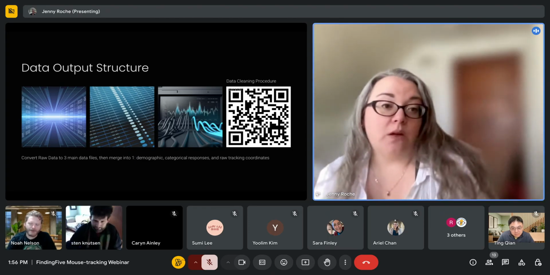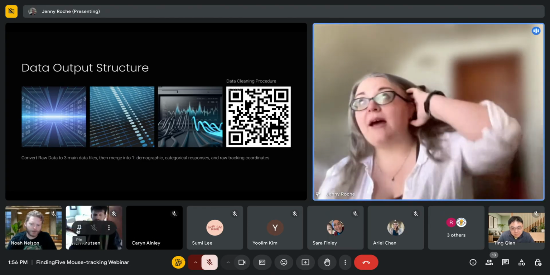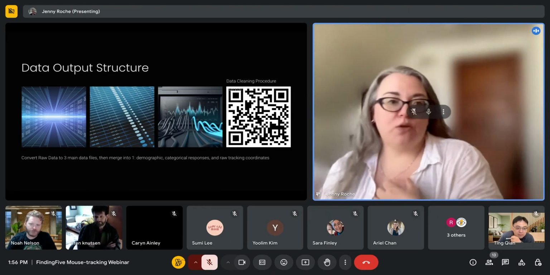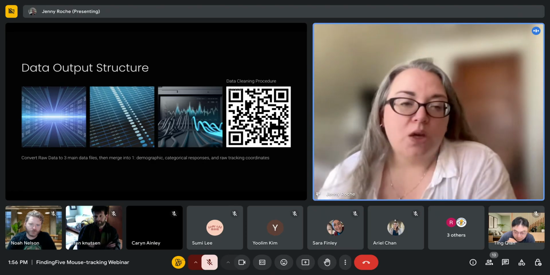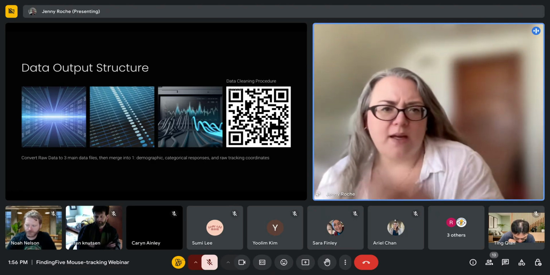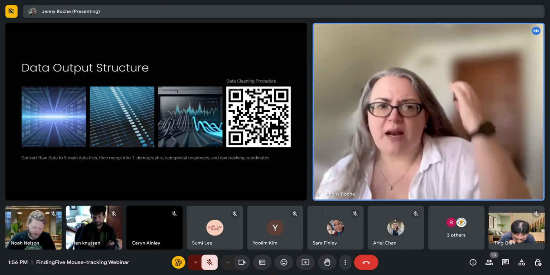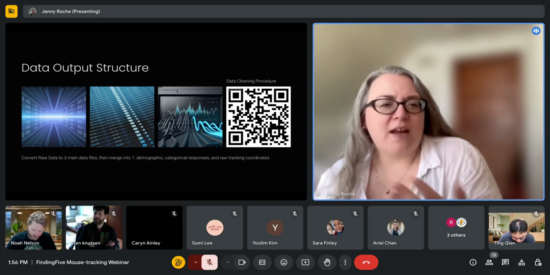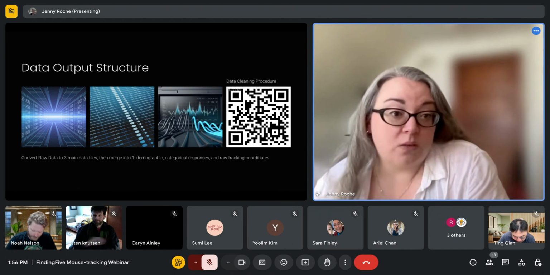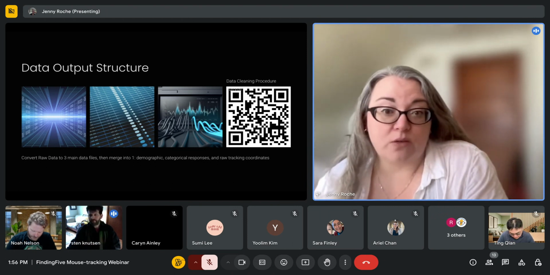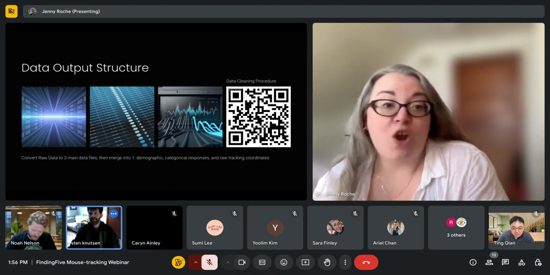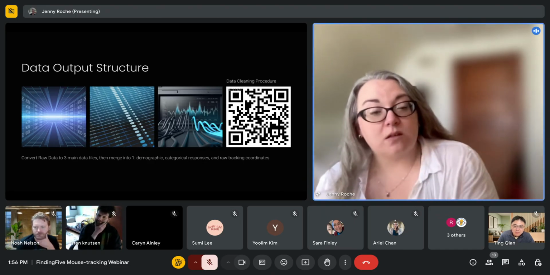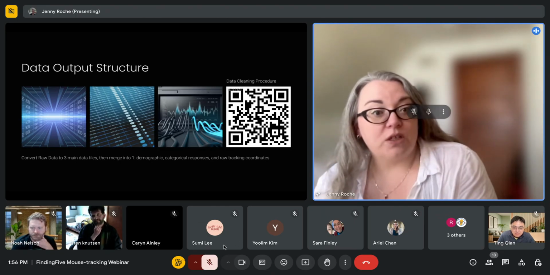No, and I agree with you that there are definitely times that I would choose mouse tracking over eye tracking. I could use eye tracking in these social judgment tasks, but I'm really interested in bias a lot of the time, and I don't think it would capture anything like that. So you're absolutely right, it really depends on the task that you're looking to do.